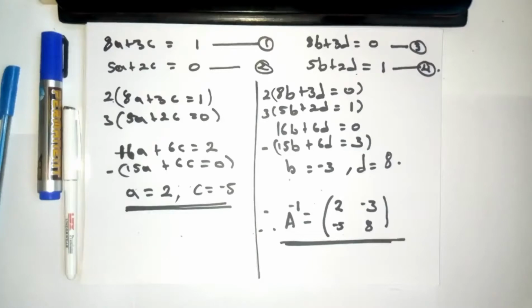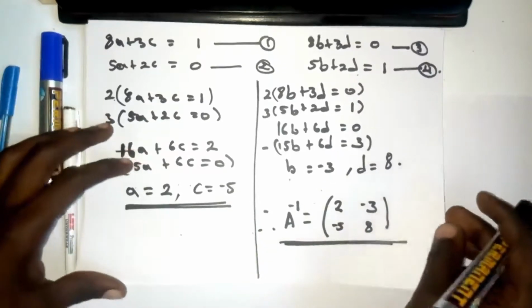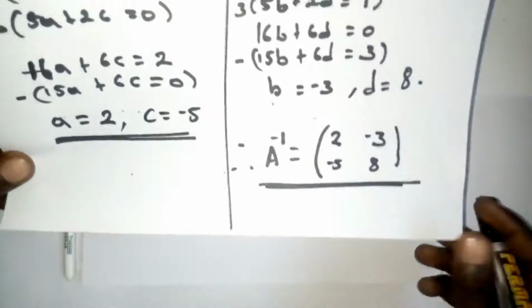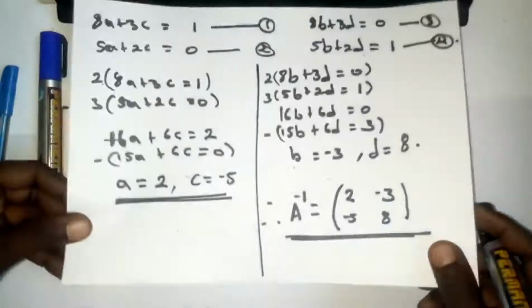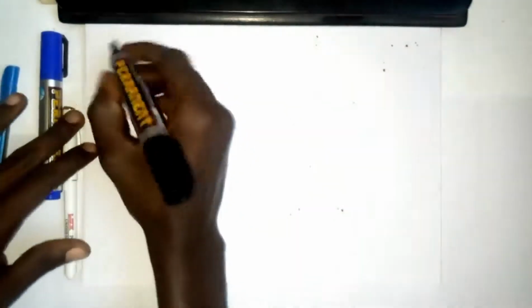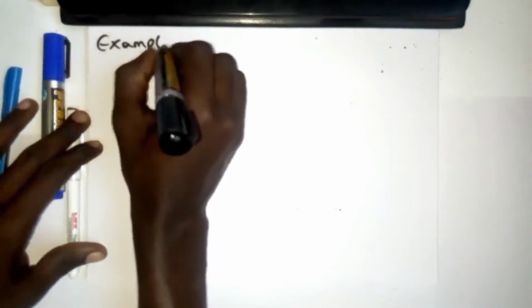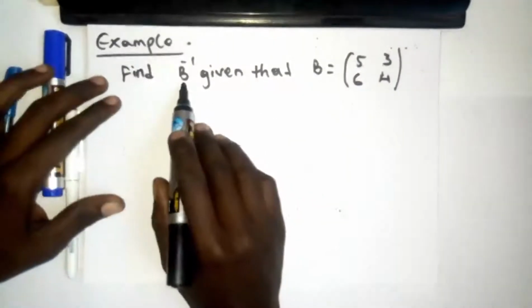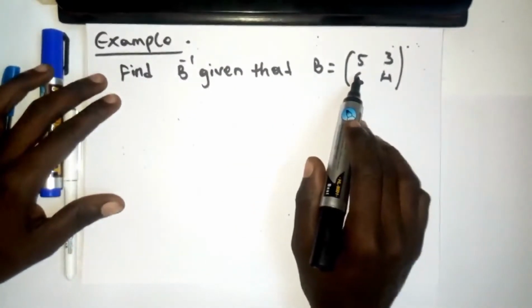I think we should do another example on that before we look at the second method, whereby we get the inverse of a matrix by getting the determinant and the adjoint of that matrix. Okay, I'm going to write another example and we see what we shall get. The example is: find B inverse given that B is that. So we want to find the inverse of B given that B is that.